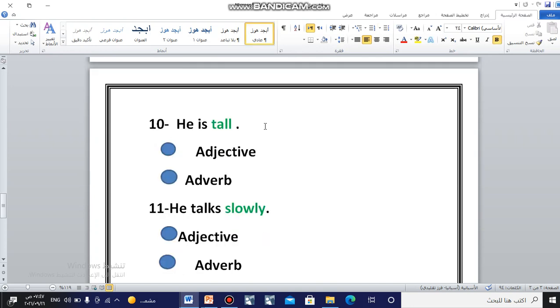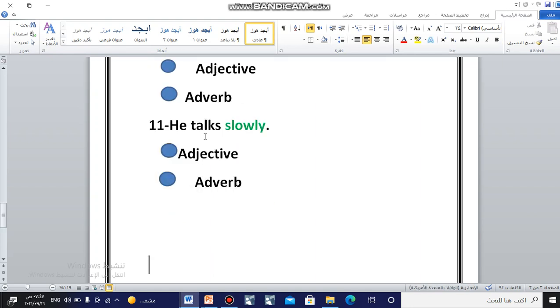He is tall. Now we describe things. He is tall. Yes, adjective. Very good. He talks slowly. Slowly here describes how he is doing things. Yes, adverb. Very good. So we use an adverb to describe how he is doing things.